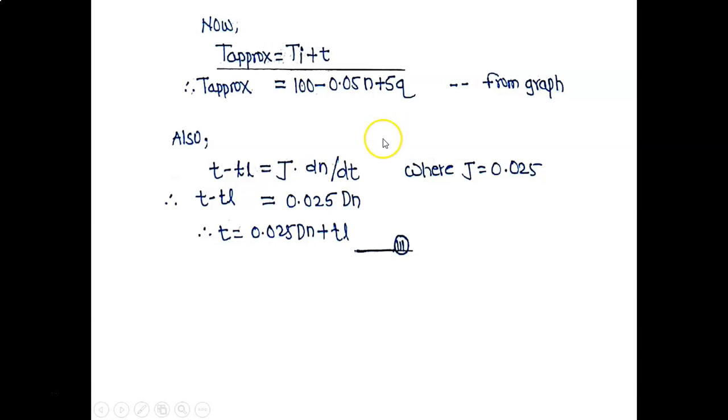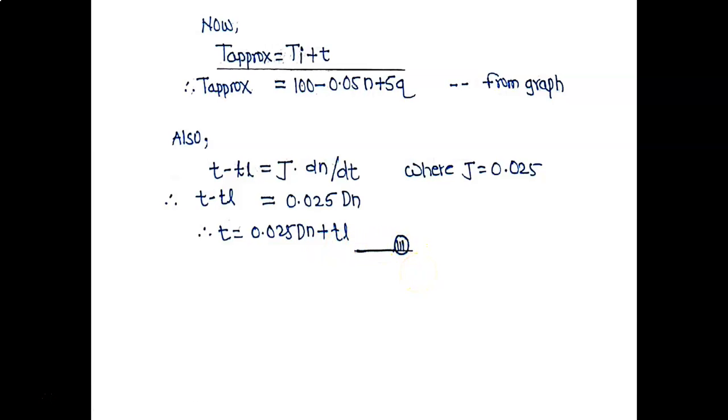Therefore they have also given us one equation in the problem: T minus TL is equal to J into dN by dt, where J is equal to 0.25. Therefore T minus TL is equal to 0.25 DN, where capital D is nothing but d divided by dt. Therefore T is equal to 0.25 DN. This TL will go on this side. Therefore small t is equal to 0.25 DN plus TL, equation 3.